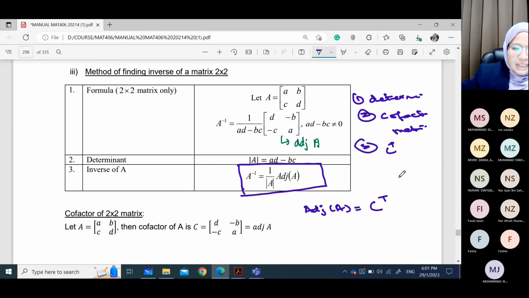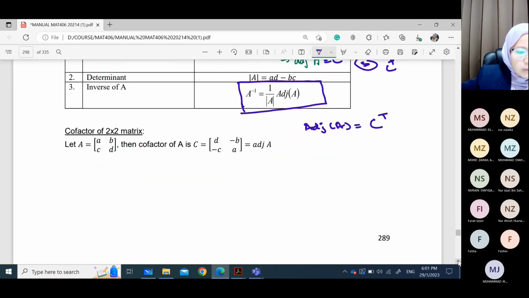Macam tu. Okay, so kalau untuk 2 by 2 matrix, kita gunakan sama je formula dia, sama je. Cumanya 2 by 2 lagi mudah lah sebab kita boleh direct kan. So we have 1 over AD minus BC. So AD minus BC is a determinant of the matrix. And this one D negative B negative C A. So this one is a C transpose. Okay, ataupun C transpose. So where AD minus BC does not equivalent with 0. Okay, right. So ini adalah 2 by 2 matrix.